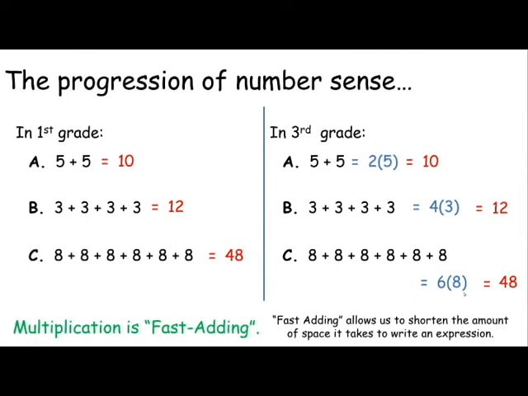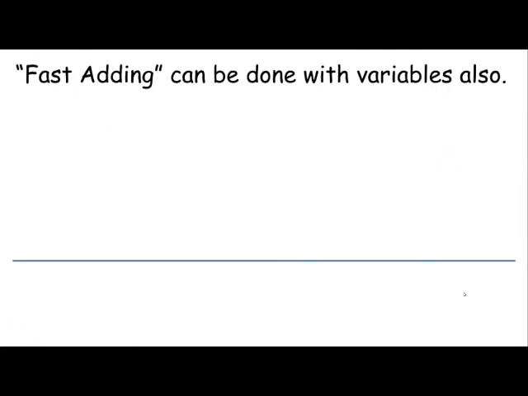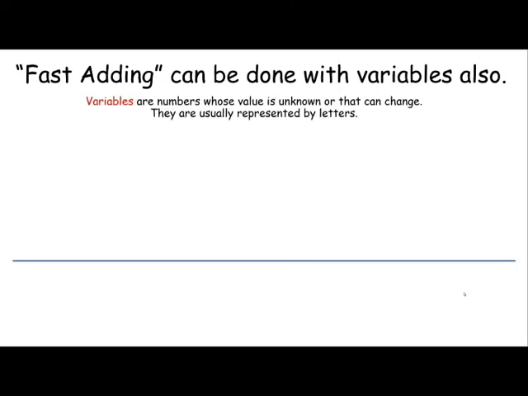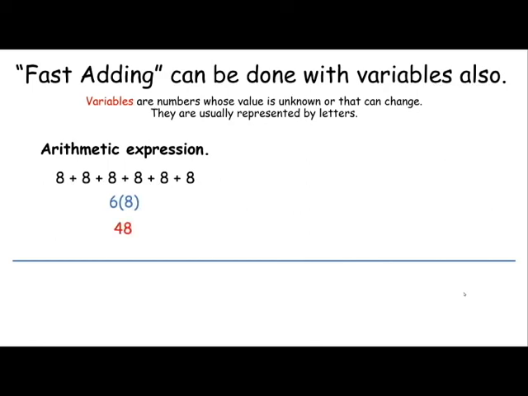What does that mean for us as algebra students? Well, fast adding can also be done with variables. Variables, you'll remember, are numbers whose value is unknown or that can change, and they're usually represented by letters. So, as an arithmetic expression, I might give you 8 plus 8 plus 8 plus 8 plus 8 plus 8, and you might think 6 eighths, which is 48. But algebraically, I might give you something like this.